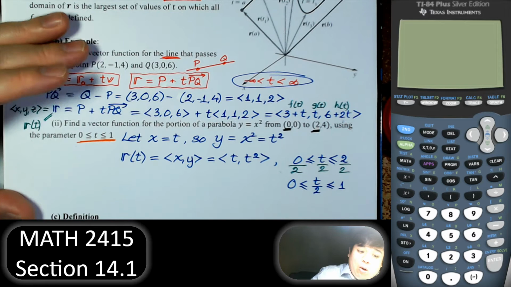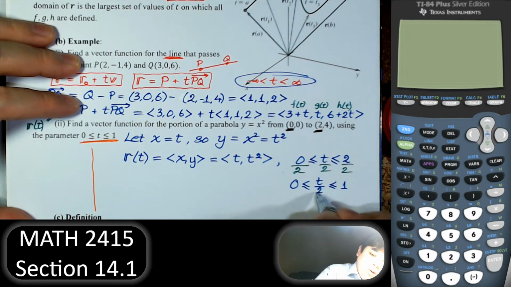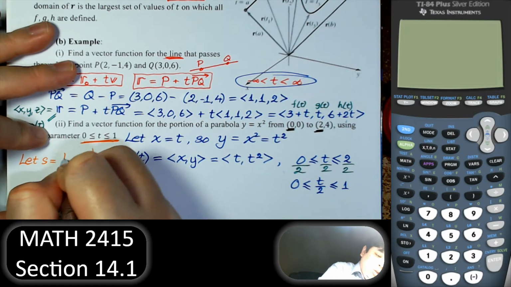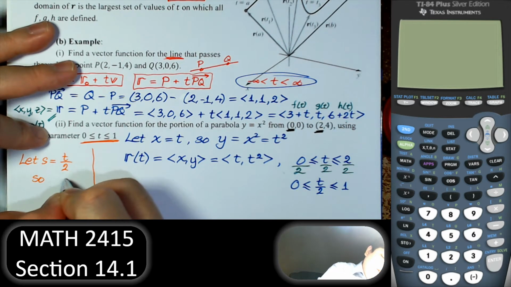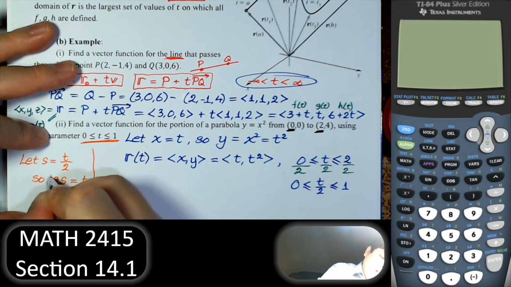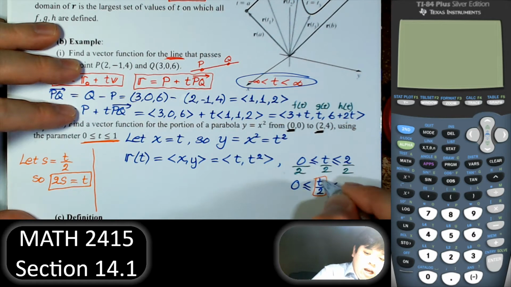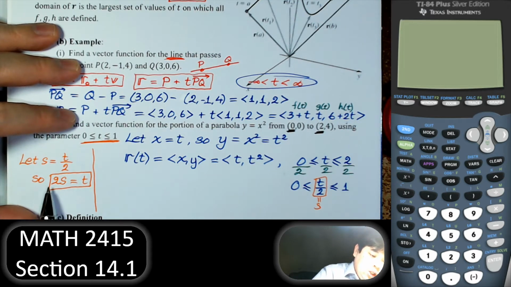So I will make a substitution in here because I see this is equal to something, so let that equal s. So let s be equal to t over 2; multiplying by 2, we have 2s is equal to t, right? So we're trying to get from 0 to 1, and we'll convert that into s. Now, 2s is equal to t, so I will substitute in here.